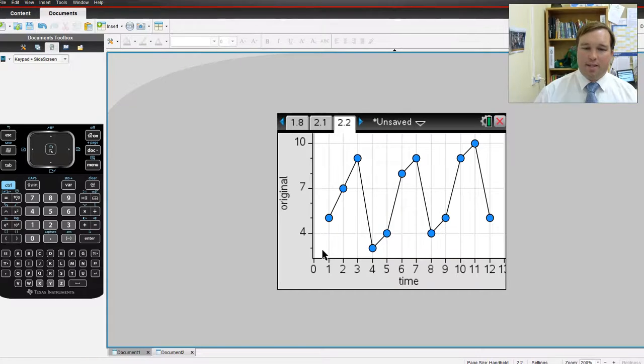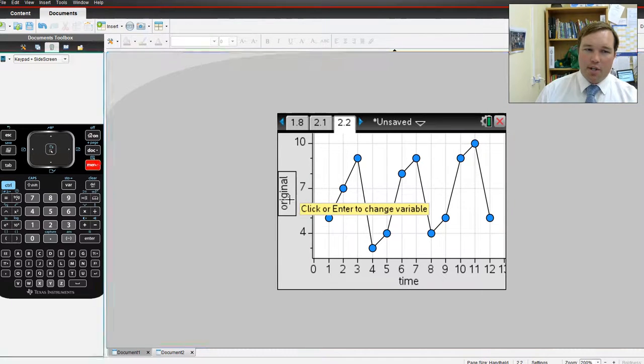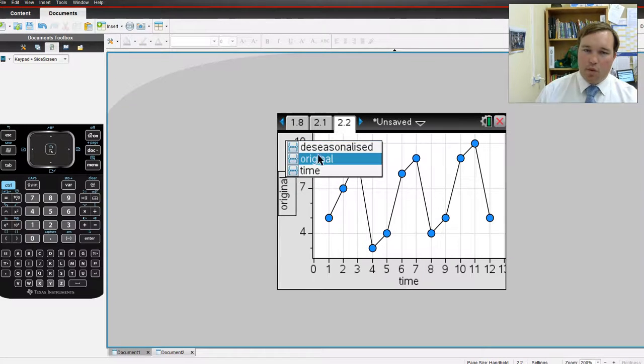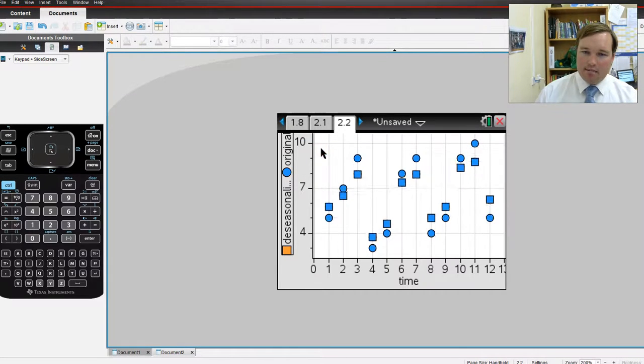And you can see that it's seasonal. Peaking in the third quarter, dipping in the fourth. But we're unsure of a trend or what happens in each year. So we can go menu, plot properties, add a Y variable. We want to add the deseasonalized data in there.